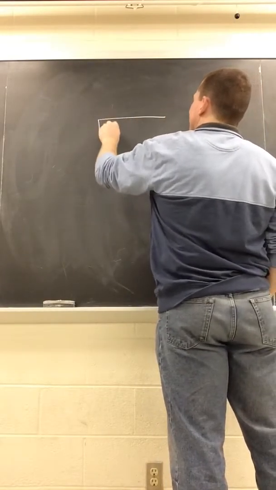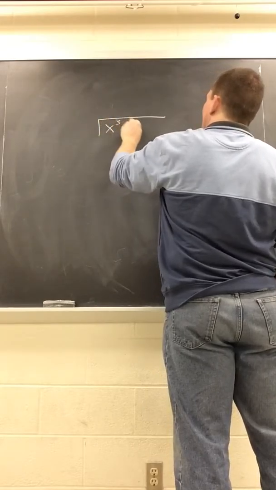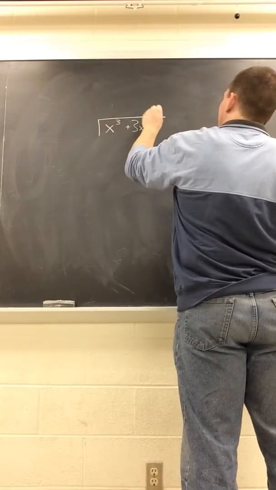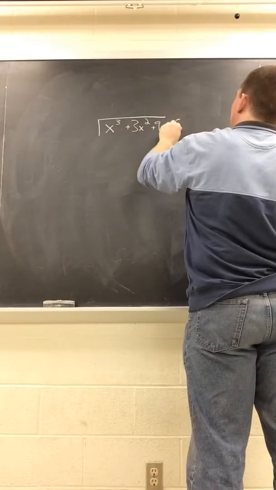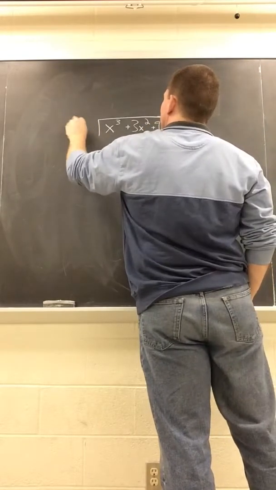Suppose we have x cubed plus 3x squared plus 9x minus 5. We want to divide it by x minus 1.